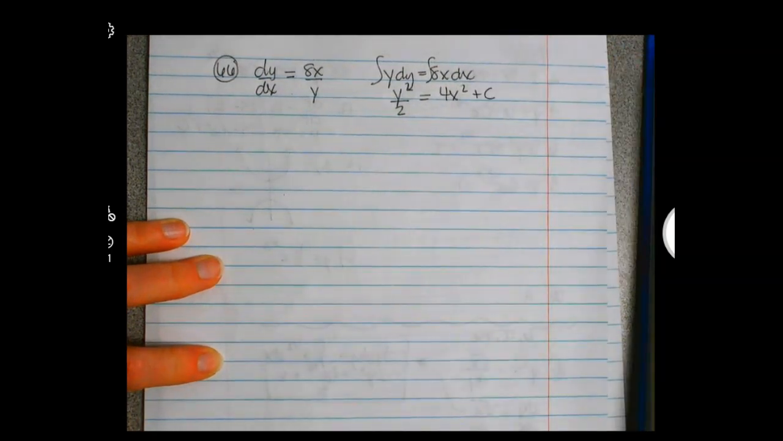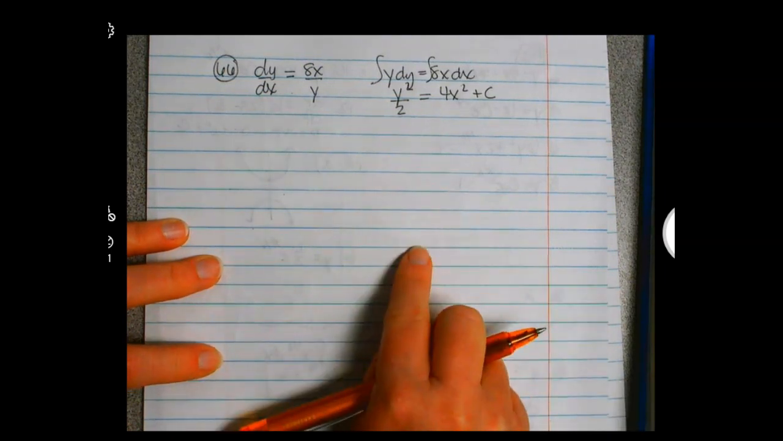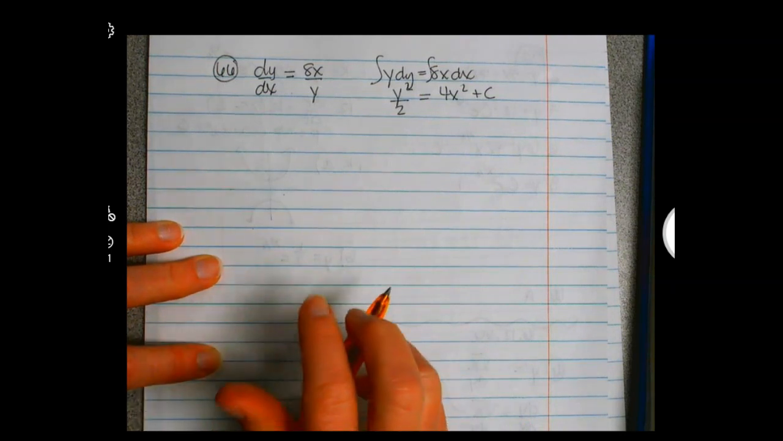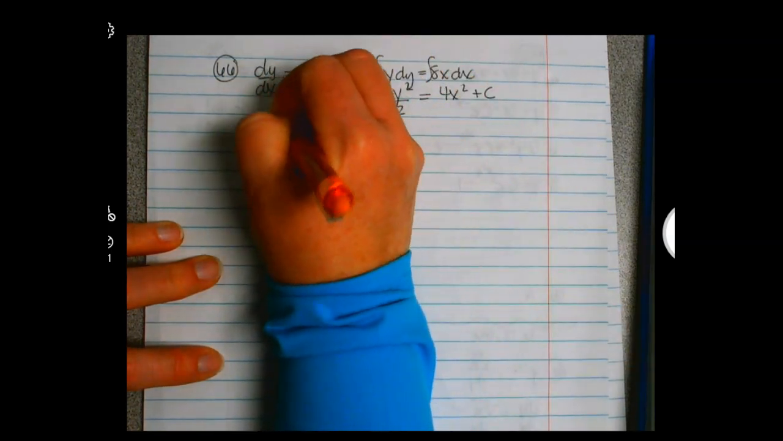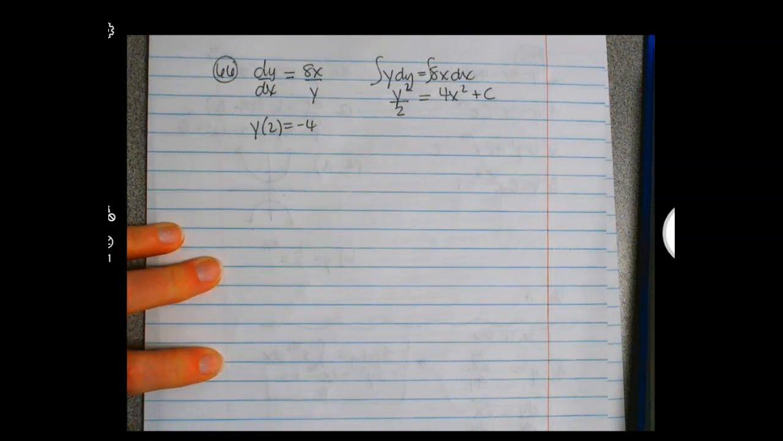And their answers are all interesting. They've got square roots and such. They gave us one more piece of information. They said where y of 2 equals negative 4. So y of 2 equals negative 4. So how do I work with that? Do you plug in the 2 for the x values and then plug in negative 4 for the y values? Right. And see what that ends up being.